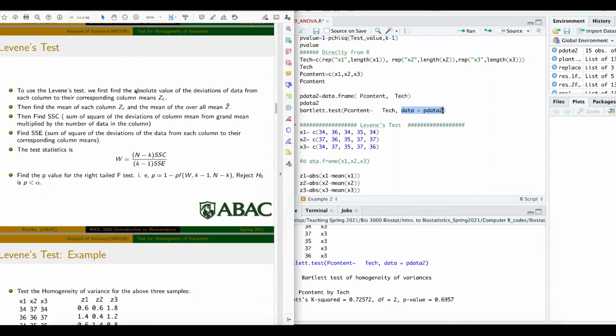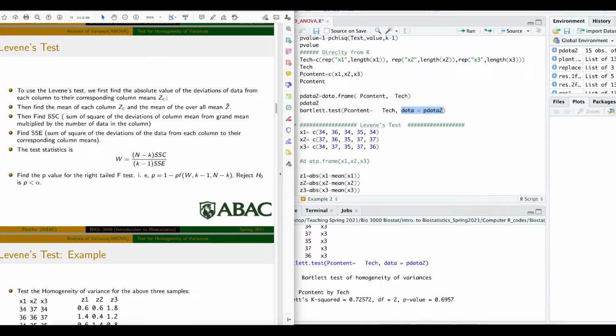We first find the absolute value of the deviations of the data in each column from their corresponding column means, denoted by GC, that is column means. G1 will be the mean of the first column, G2 the mean of the second column, G3 the mean of the third column, and so on. And then find the mean of the overall data also, because we will need it along with the mean of each column GC in the first step.